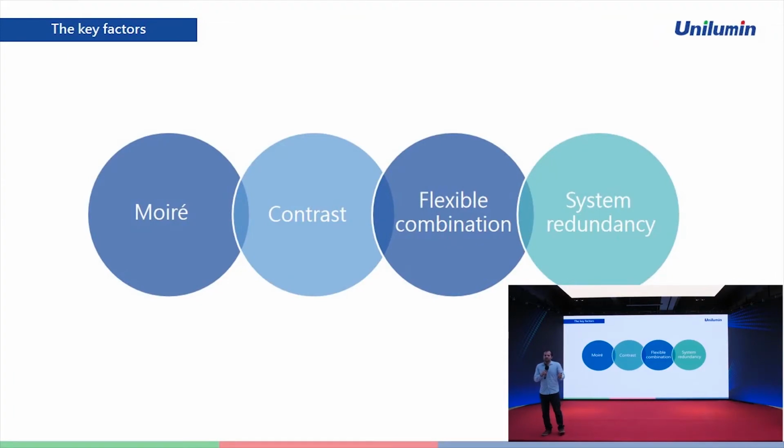There are 4 key factors. The first one, the moire and low contrast lead to poor shooting effect. The product series can't support flexible solutions, unable to achieve creative shapes, leading to the studio's unattractiveness. Finally, the LED screen doesn't have a good redundancy system.